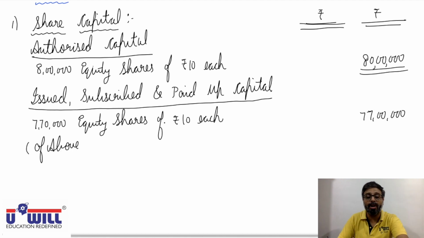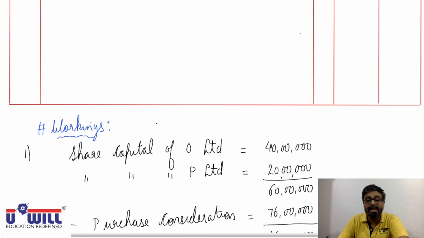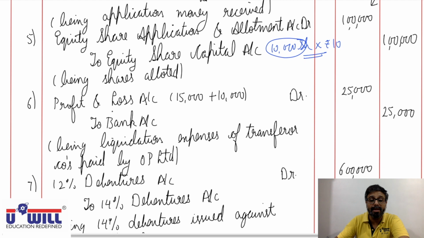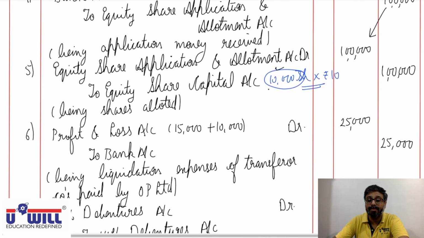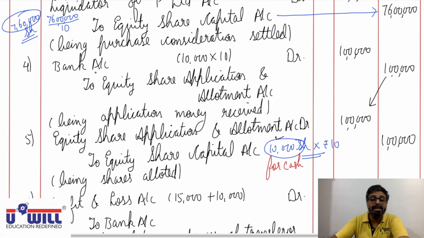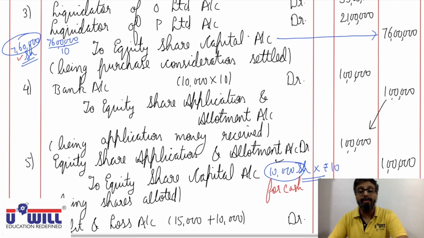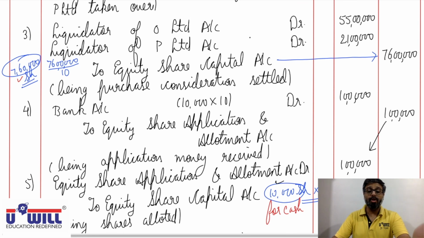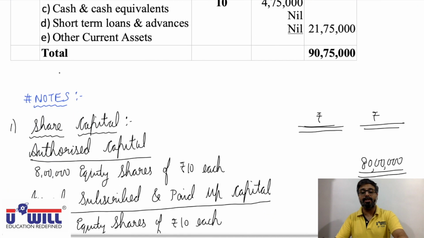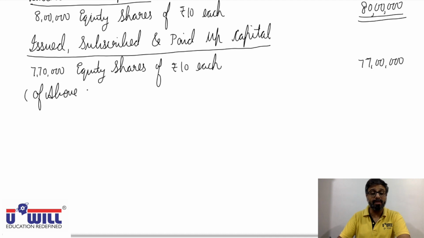Now, how many shares are issued for consideration other than cash? These 10,000 shares which are issued in public, they are issued for cash. But these 7,60,000 equity shares are issued for consideration other than cash, because this 76 lakhs, what you are paying to the liquidator, you are not getting money for that, you are getting the business of O Limited and the business of P Limited. So these 7,60,000 shares are issued for consideration other than cash. So that disclosure we have to write.